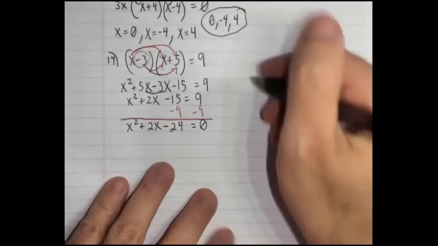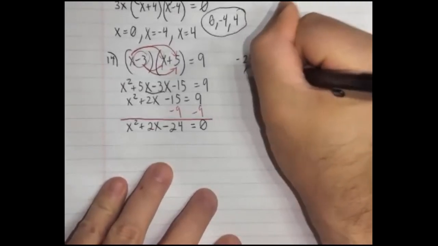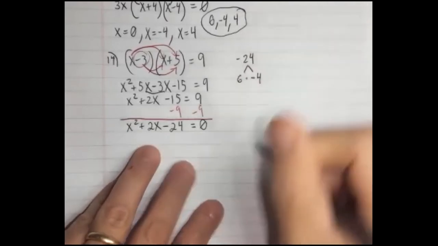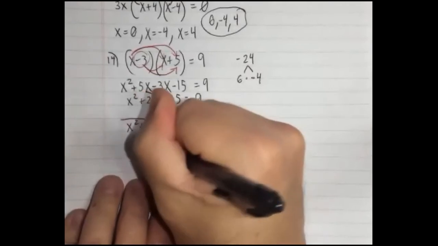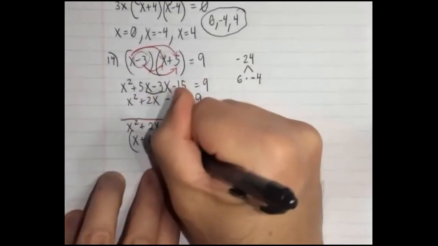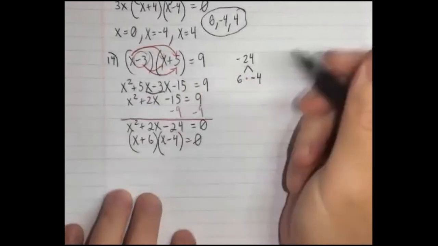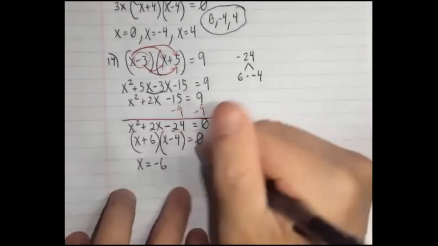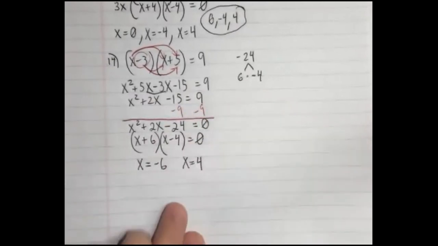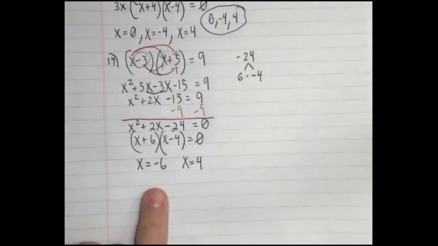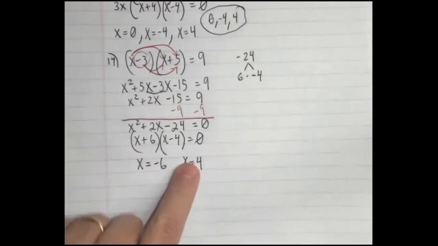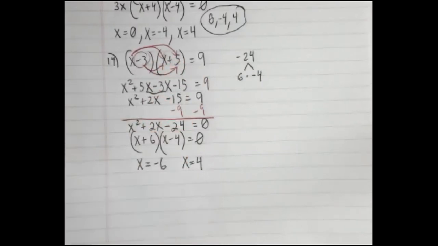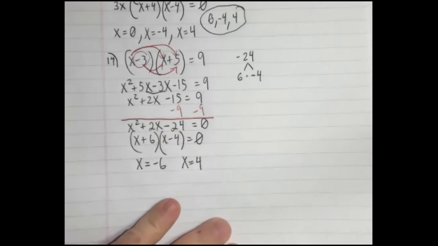Now I'm looking for the factors of negative 24 that will add together to give me 2. That'd be 6 times a negative 4, because I want a positive 2. So this is factored: x plus 6, x minus 4 equals 0. So again, our answer would be x equals negative 6 would be one, and x equals positive 4 would be our other answer. So just be careful with that one. You've got to factor it first, move that 9 over, then you should be able to factor that trinomial there.